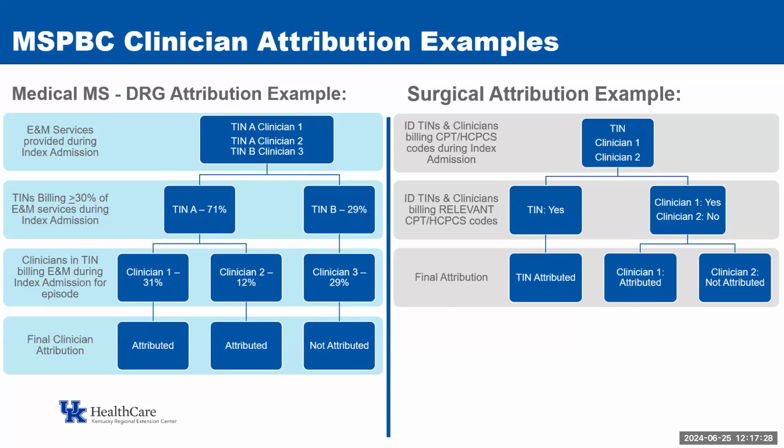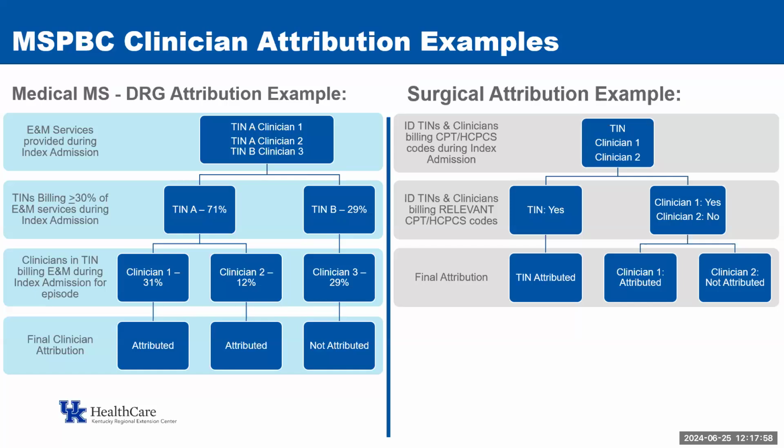Again, it's about meeting that plurality of visits, about creating a majority or a significant portion of the care. So you can have 2 different tax IDs potentially being scored on the same patient. You can have multiple clinicians within a tax ID being scored and evaluated on a patient. Now, when we're looking at surgical attribution, we're just looking at this example, a single tax ID and 2 different clinicians.